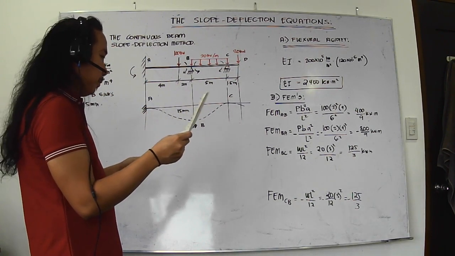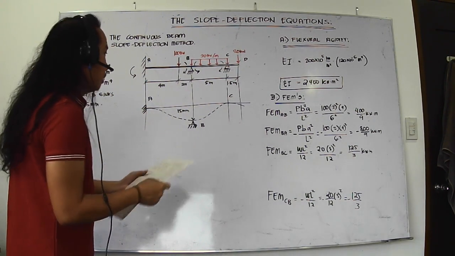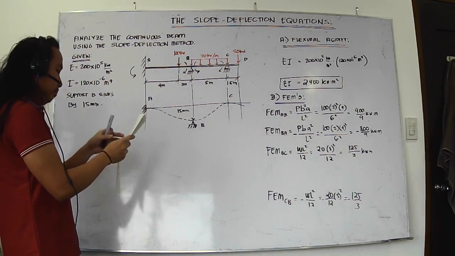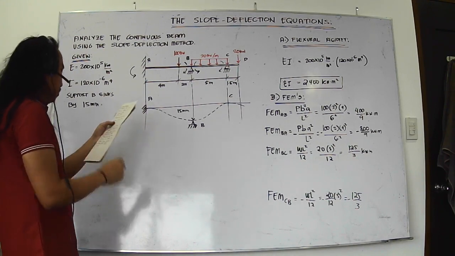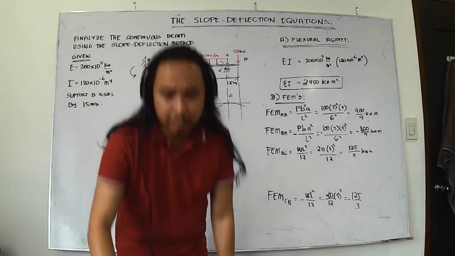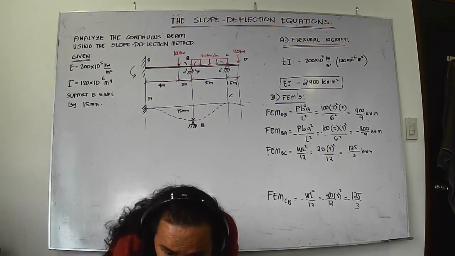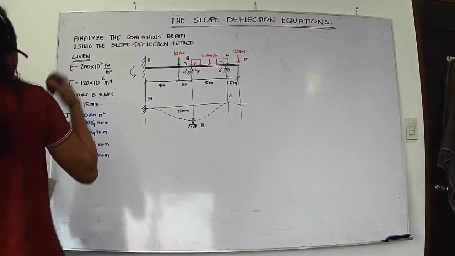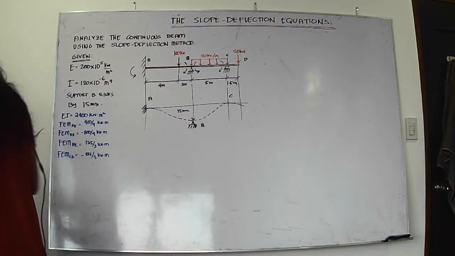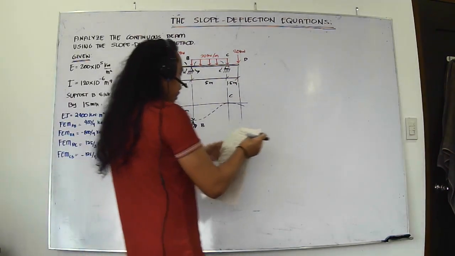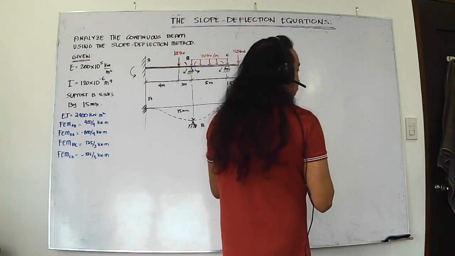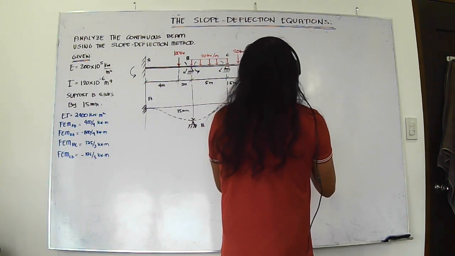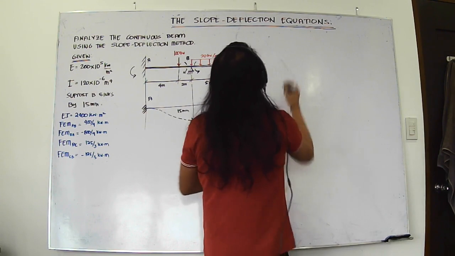Okay? So, FEM CB, I think that's complete in the FEMs. Flexural rigidity. Let's take time to make space. Okay? So, let's now try out the slope deflection equations. So, we've finished the FEM and flexural rigidity. Now we go to slope deflection equations.